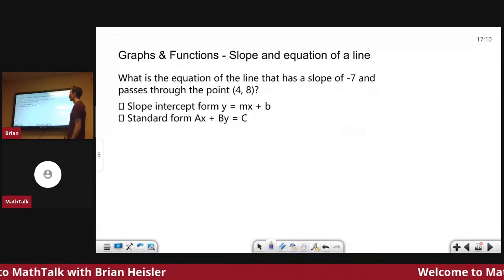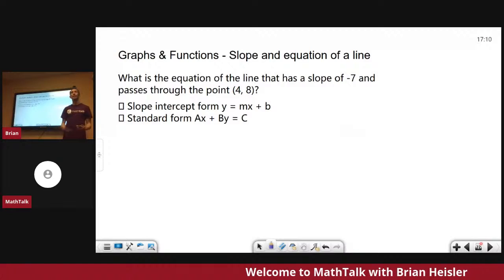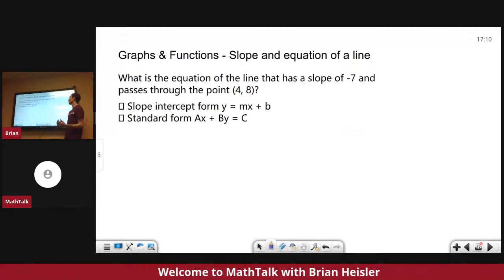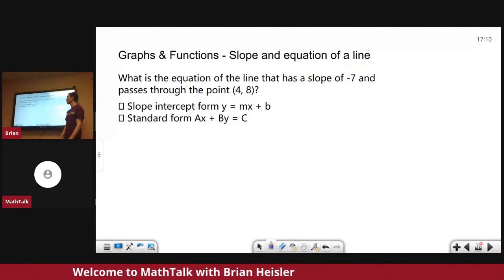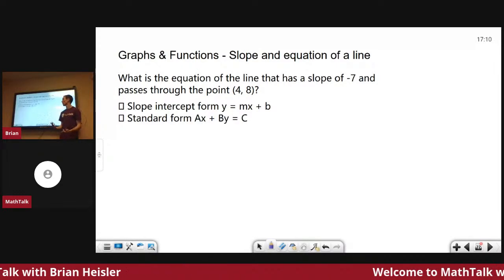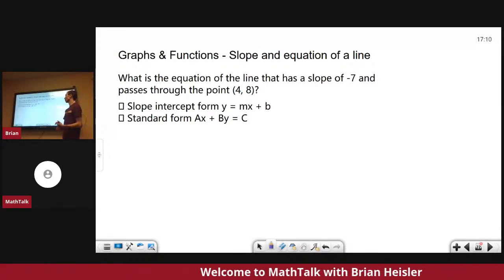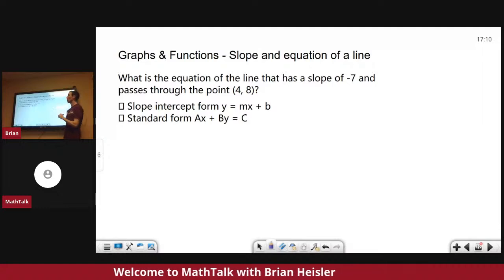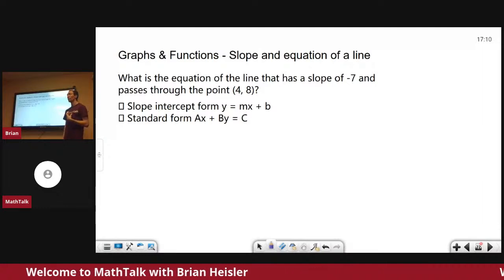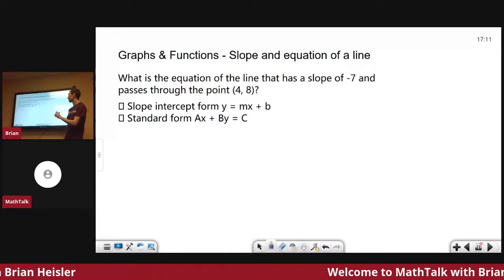All right, building on from that, what is the equation of a line that has a slope of -7 and passes through the point (4, 8)? And they give you two different forms of the equation, called slope-intercept form and standard form. So this I have to do a little bit of work on. They give me a slope, they give me a point, but I have to figure out how to use that to put it into an equation.